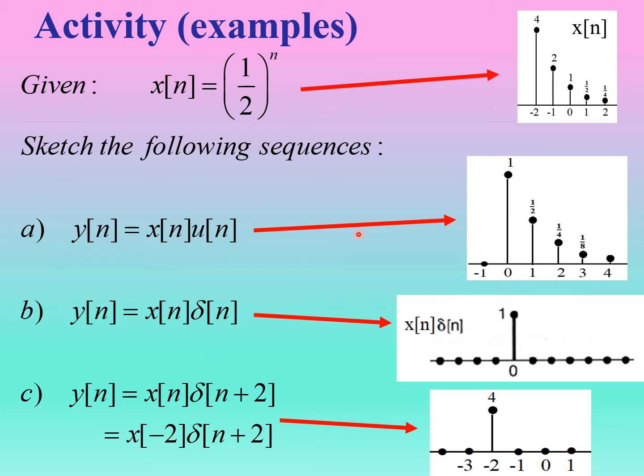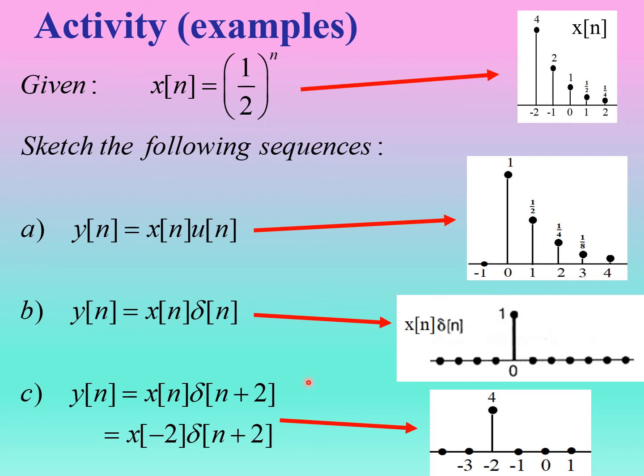For the next one, we're multiplying x of n, which is shown here again, by the delta function. Now the delta function, remember, has a value of 1 right at 0. So we're going to multiply that times this, and we have 1 here, and of course 1 here. That gives us a 1, and all the other values of this sequence are going to be 0, because the delta function, remember, is 0 everywhere except when n is equal to 0. So this is our sequence for y of n right here.